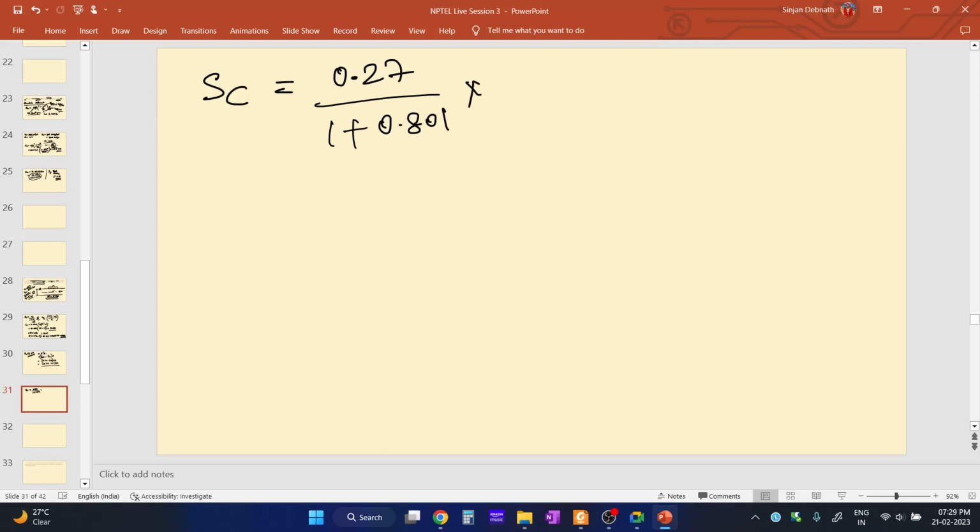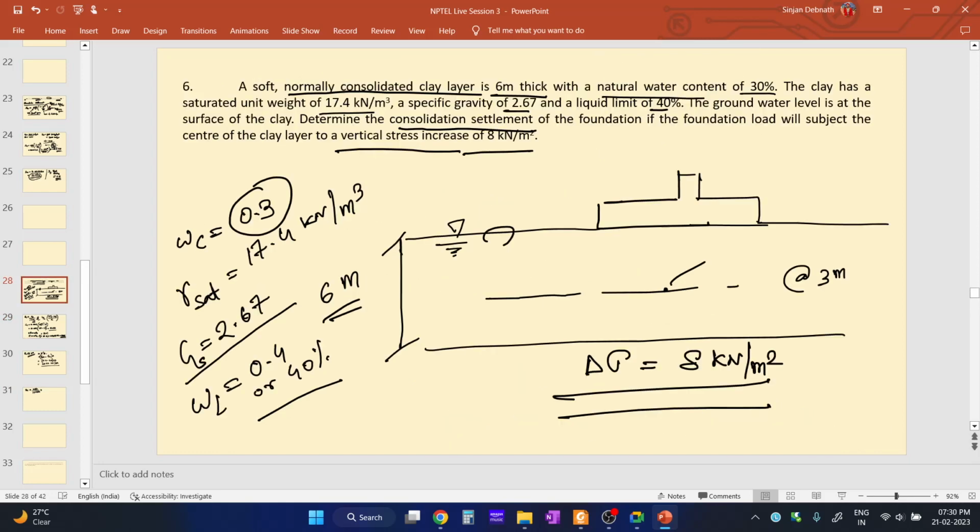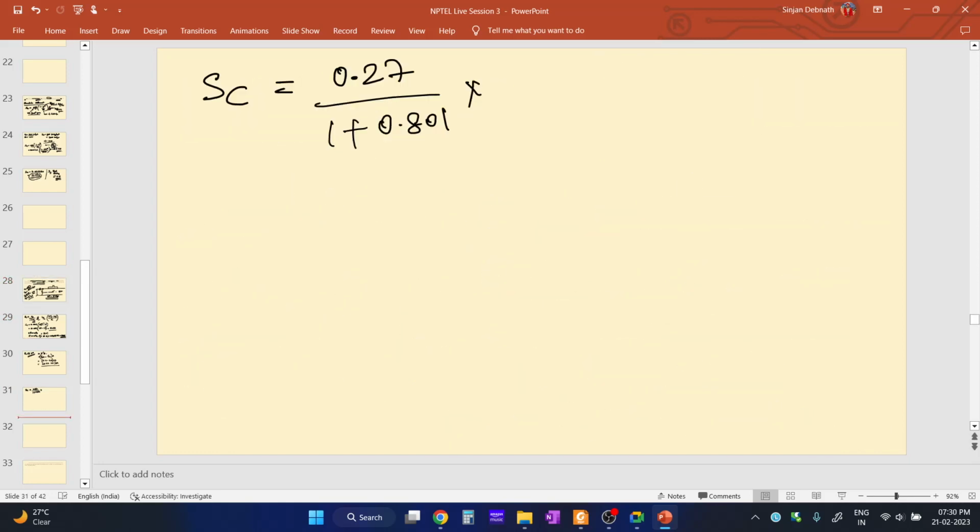0.801 into height. What is the height of the clay layer? This layer, it is 6 meter.